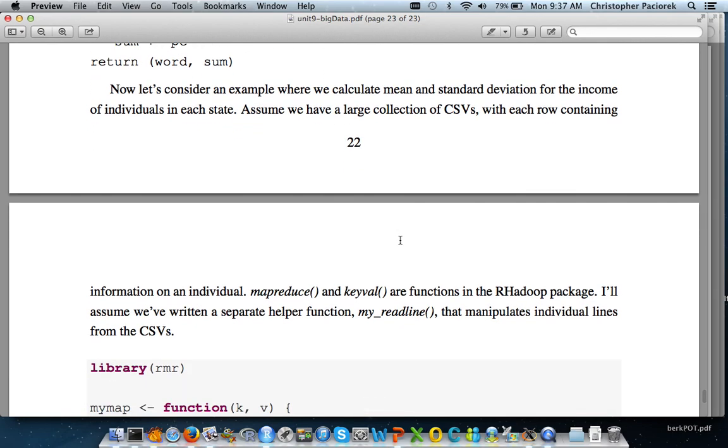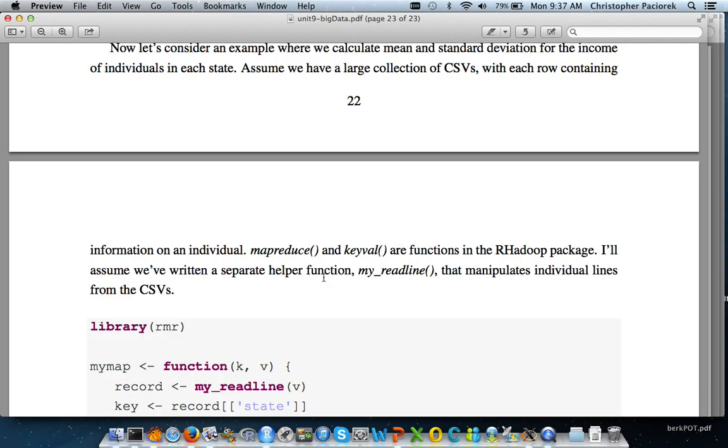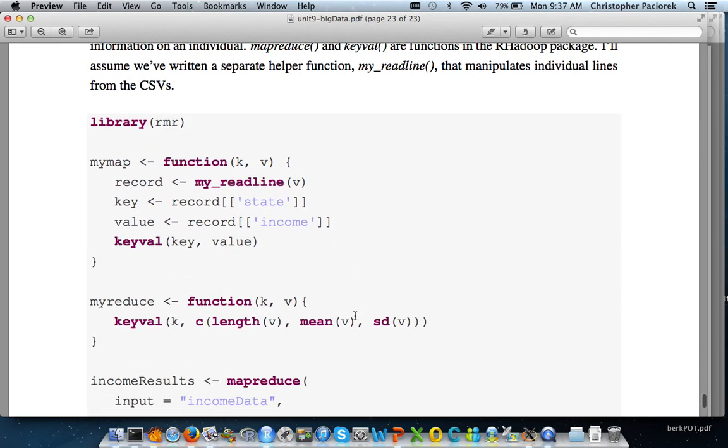So here's what that would look like more or less using R Hadoop, but without actually having done it. There's this rmr package that's part of the R Hadoop project. And we need to make a map function and a reduce function that are actually R functions. So here's the map function that I created called mymap. And that is basically going to take in an individual line of data.